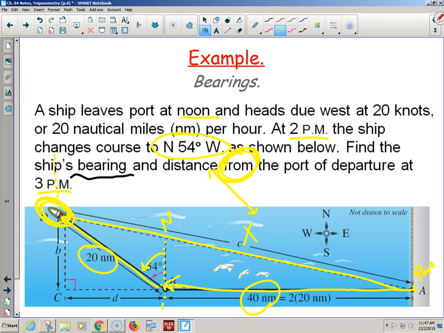Here's the struggle. Whose north am I supposed to be using for this bearing? That guy, the boat, or this guy, the port? From the wording in the question. Good. Do you guys agree? Yes. So the port's north. Why? From the port.